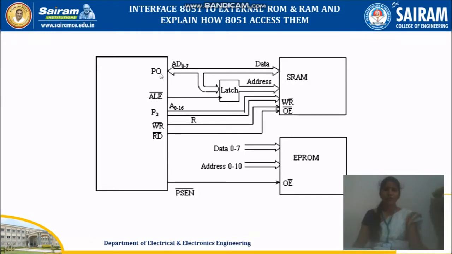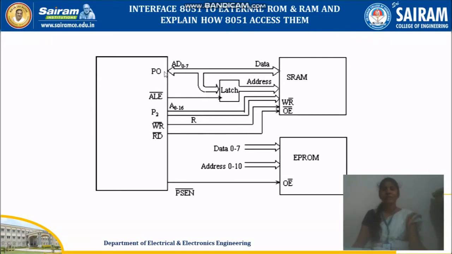So we need to use both port 0 and port 2, because port 0 has lower bit address bus and port 2 is having higher bit address bus. So 8 bit of lower bit address bus is available with port 0, and a higher bit 8 bit of address bus is available with port 2. So you have to use port 0 and port 2.